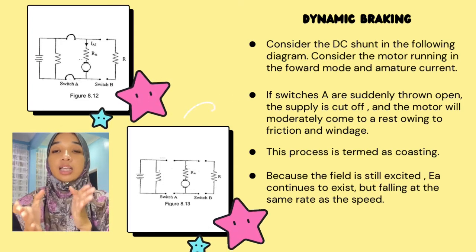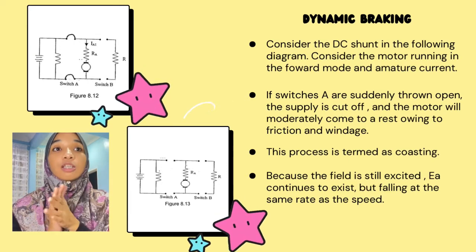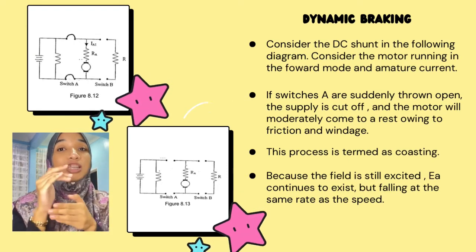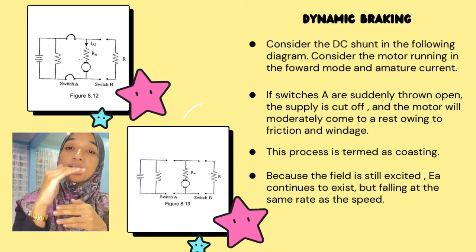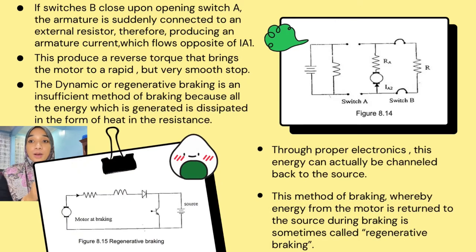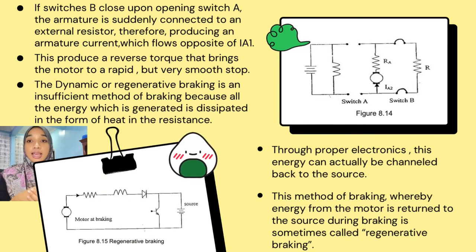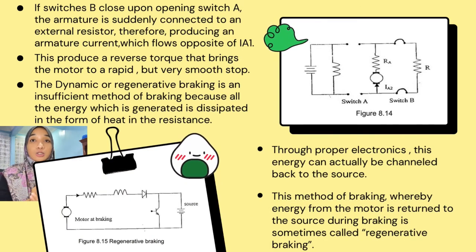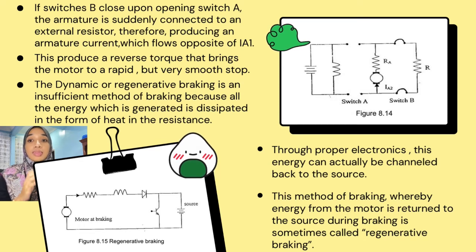This process is termed coasting, because the field is still excited and continues to exist, but falls at the same rate as the speed. If switch B is closed upon opening switch A, the armature is suddenly connected to an external resistor, therefore producing an armature current which flows opposite to IA1. This produces a reverse torque that brings the motor to a rapid but very smooth stop.